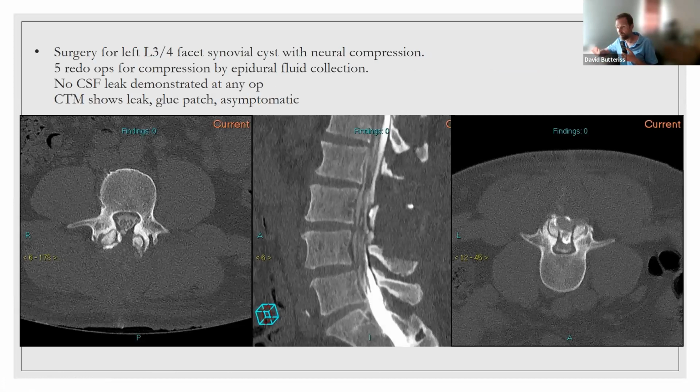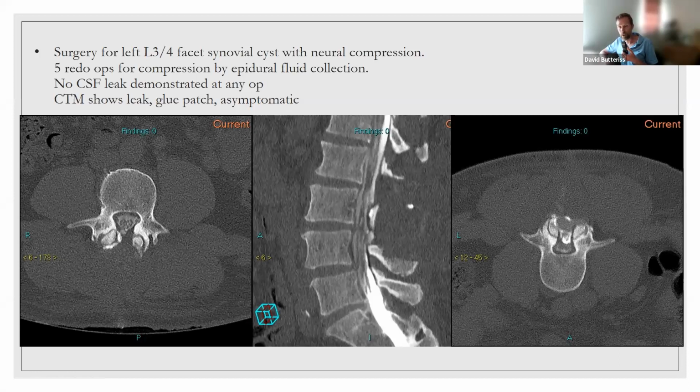This is one of the few cases where we did have to do a myelogram. This was a patient who'd had surgery for synovial cyst and neural compression, but then he got repeated cauda equina compression secondary to fluid collection in the surgical site. So he ended up having 5 redo ops.